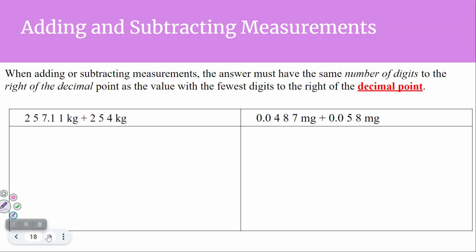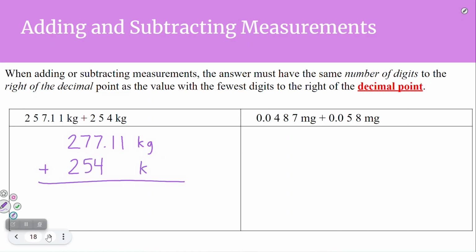It's decimal point. So it says when adding or subtracting measurements, the answer must have the same number of digits to the right of the decimal point as the value with the fewest digits to the right of the decimal point. So what I suggest, if you're doing this by hand, is to line up your decimals just like when you were younger, trying to add up your numbers. So we're going to add these together, and this is 254 without a decimal, so it goes like this.